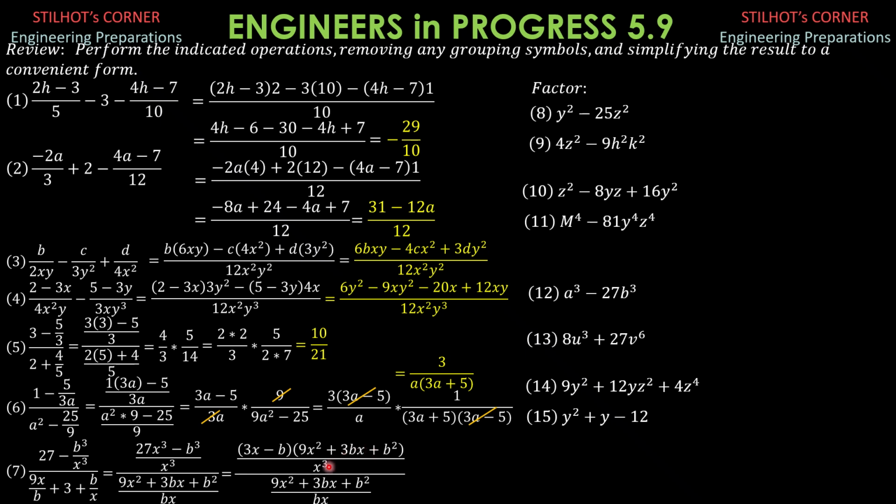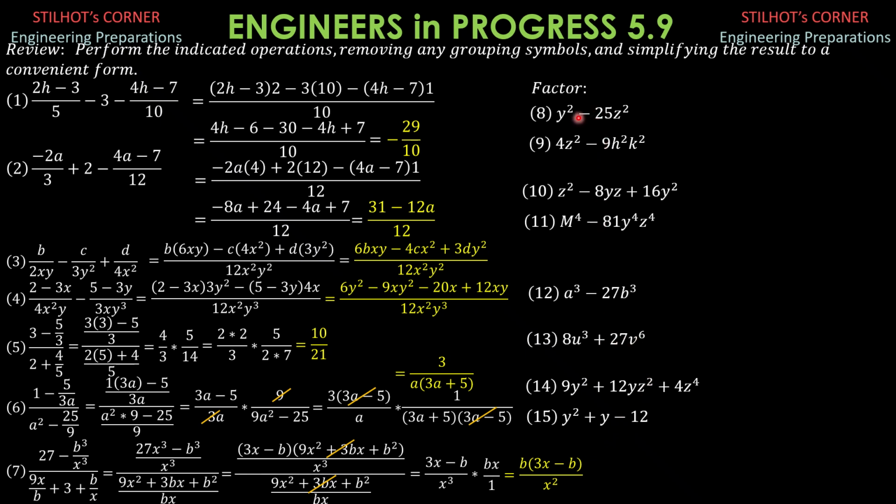Since this is the numerator of the numerator and the numerator of the denominator, we can cancel 9x squared plus 3bx plus b squared. And we can cancel x supposedly, but let's have it written first as 3x minus b all over x cubed times the reciprocal of this, which is bx over 1. So we can cancel x further. So the final answer is b times 3x minus b over x squared. b times 3x minus b, all over x squared.